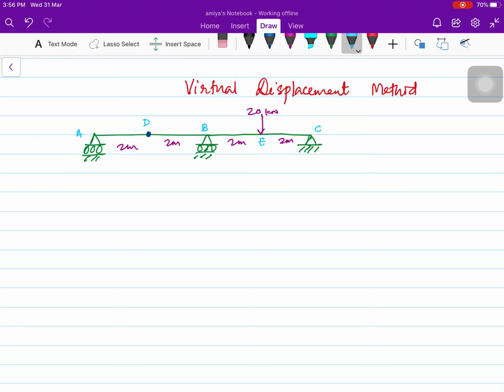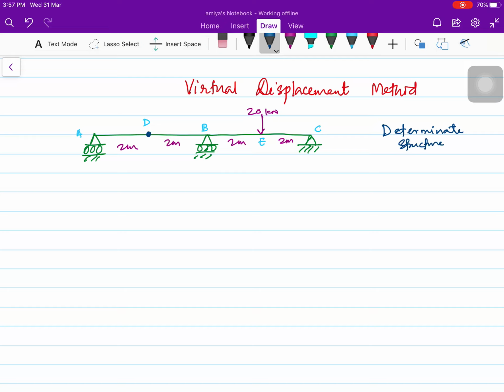Hello everyone. So this is another example in which I am going to solve or analyze the beam using the virtual displacement method. If you look here, this is also an example of a determinate beam. As already said in previous videos, the displacement method is used to analyze determinate structures.